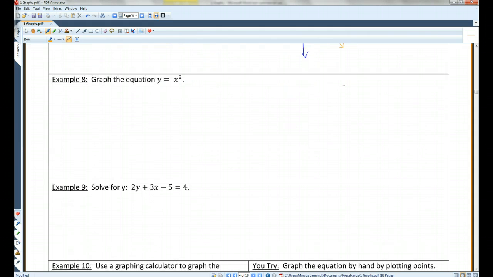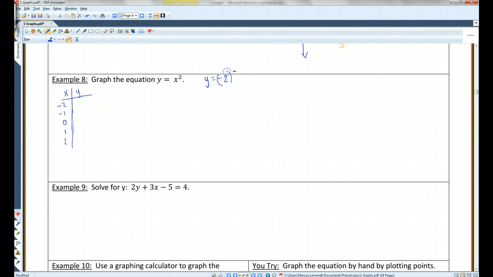Alright, let's try this one. Graph the equation y equals x squared. Some of you guys probably know that x squared looks kind of like a U. It's called a parabola. I'm going to do the same thing here. I'm going to graph a few more points. Let's try negative 2, negative 1, 0, 1, and 2. I'll plug all these in.